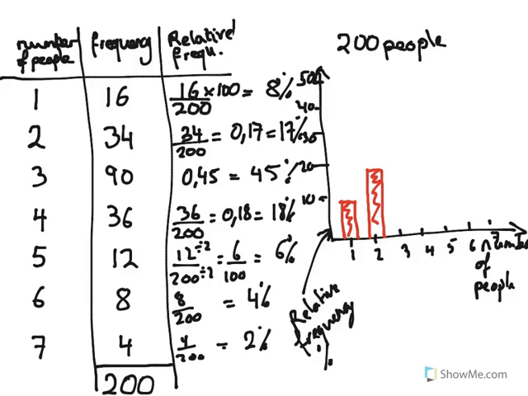So this is how we do a block diagram and how we calculate relative frequency, and make a table using percentage instead. It's just a slightly different way of representing it. Instead of having on our y-axis 0 to 200, we instead have it as a percentage.